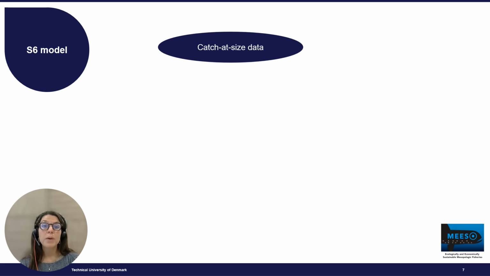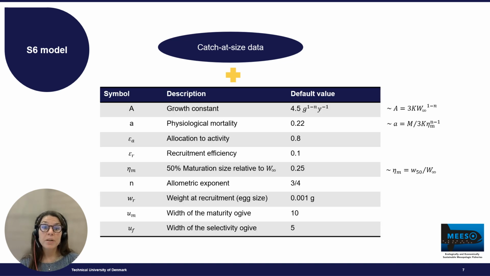The model requires size distribution data from catches, with a minimum data requirement of length or weight data collected in every month throughout 1 year. It also requires a set of life history parameters that remain constant during the estimation. These life history parameters are considered to vary between species and can be found from cross-species analysis.